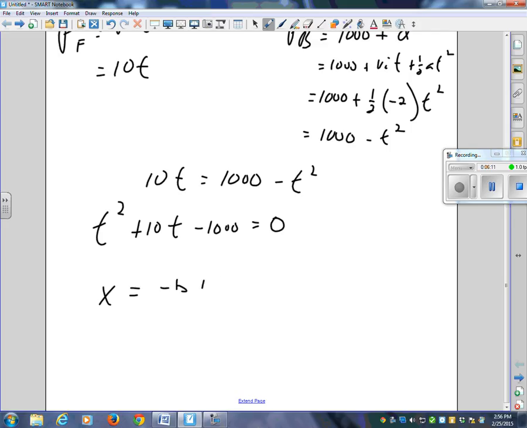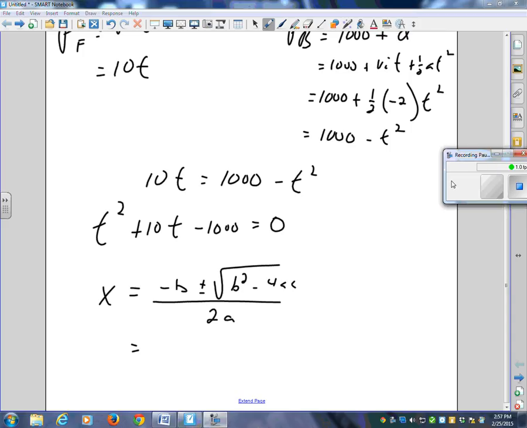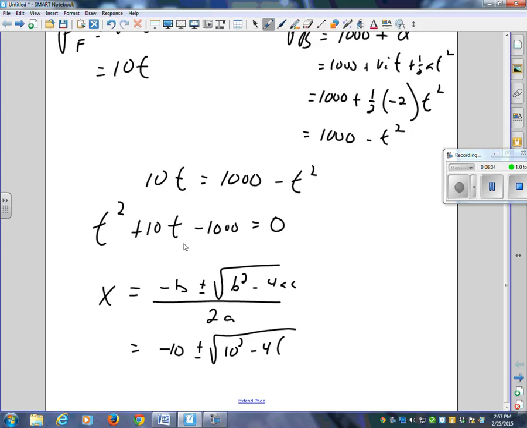Minus b plus or minus the square root of b squared minus 4ac, all over 2a. And before I forget, back to the question here. So minus b is going to be minus 10 plus or minus the square root of b squared. B is 10, minus 4 times a is 1 times c is minus 1,000, all over 2 times a. 2 times 1 is just 2.